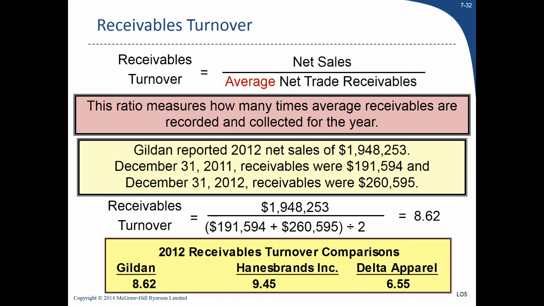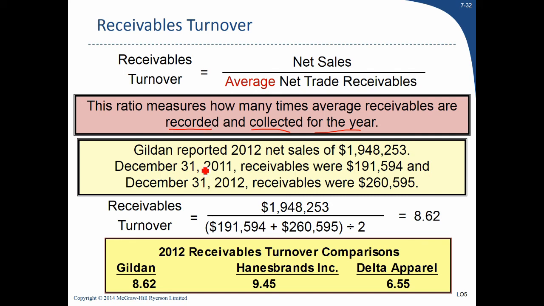Okay, so this is an interesting ratio. It's called the receivables turnover. And it's your net sales divided by your average net trade receivables. And this ratio measures how many times average receivables are collected and recorded for the year. Recorded and collected for the year. Okay, so let me walk you through an example to try to conceptually understand what's really happening.